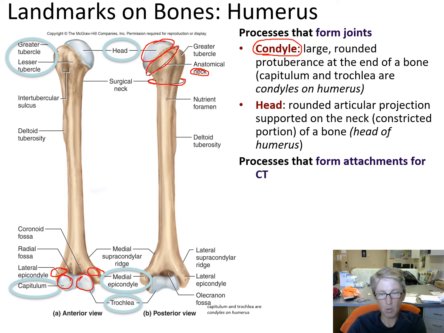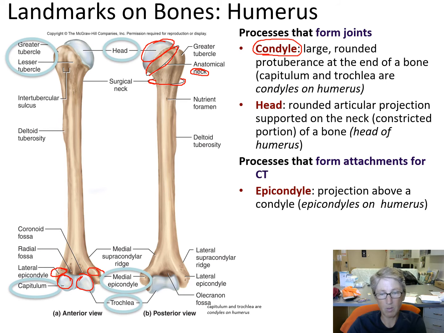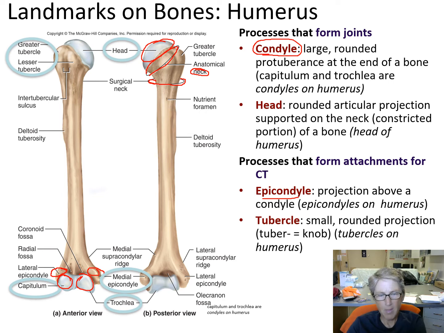And then on the humerus, processes that form attachments for connective tissue would be the epicondyles. And then also these things called tubercles. There is a greater tubercle. If there's a greater tubercle, you're going to find a lesser tubercle here. That's where the tendons will attach to the humerus, and then those tendons will attach to muscles.